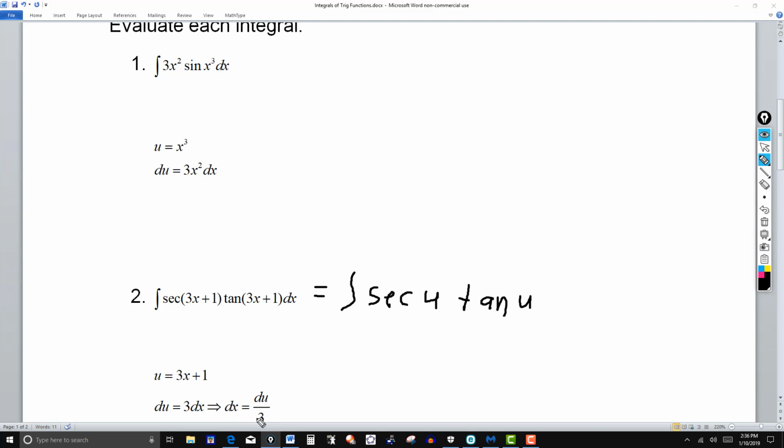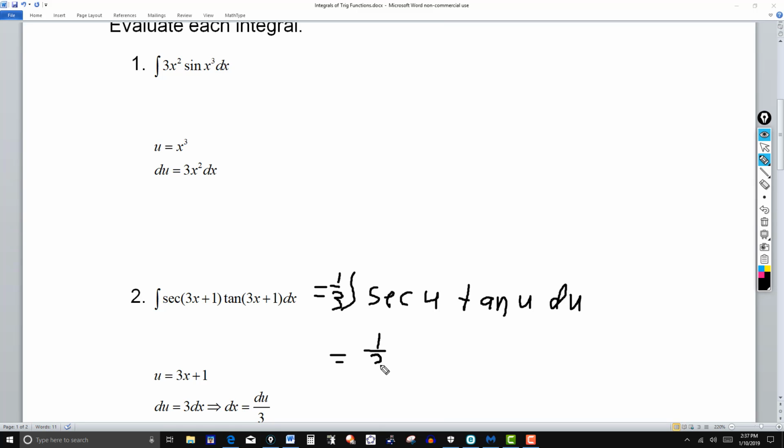Now, if you had other constants, this would be pretty much a setup, except you have the constant there divided by 3. So in this case, replacing the dx by du over 3, and I'll just put that in front. It says 1/3. Okay, so now it's pretty straightforward. It's just the antiderivative of secant u tangent u with respect to u.